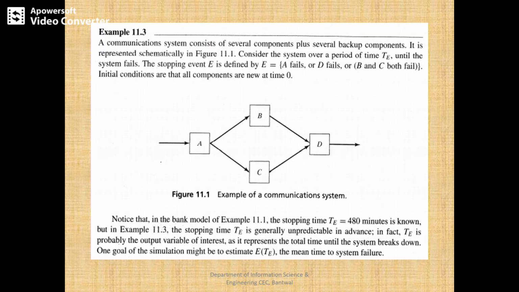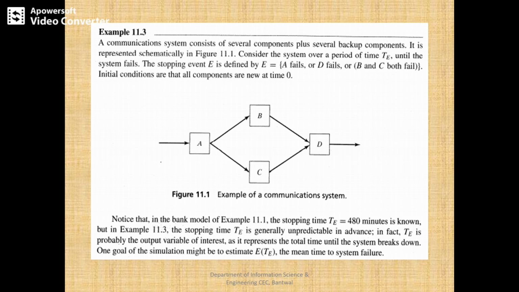Another example, the communication system, consists of several components plus several backup components. It is represented schematically as A, B, C, D. Consider the system over a period of time, again total time T, until the system fails. The stopping event is defined by A fails, or D fails, or both B and C fail. The initial condition is that all components are new at time 0.